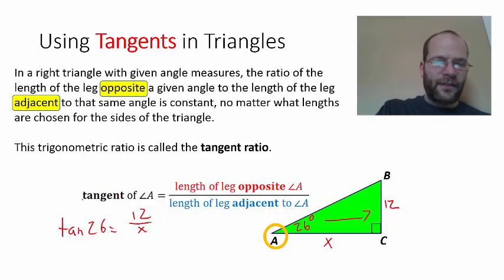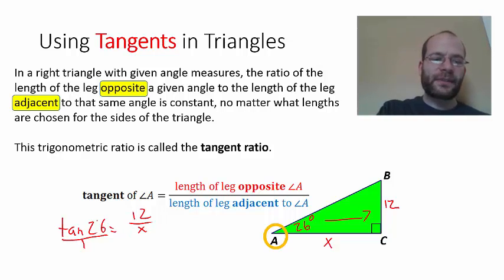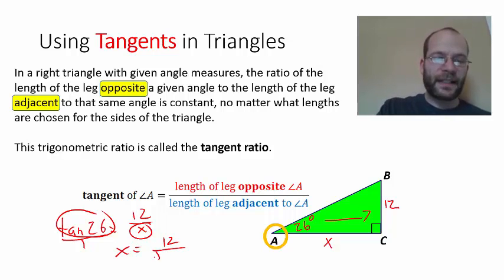So when we solve this for x, you may recognize that this can be written as a proportion. Tangent 26 divided by 1 is equal to 12 over x. And so to solve this, we simply can switch these extremes. We end up with x is equal to 12 divided by the tangent of 26.